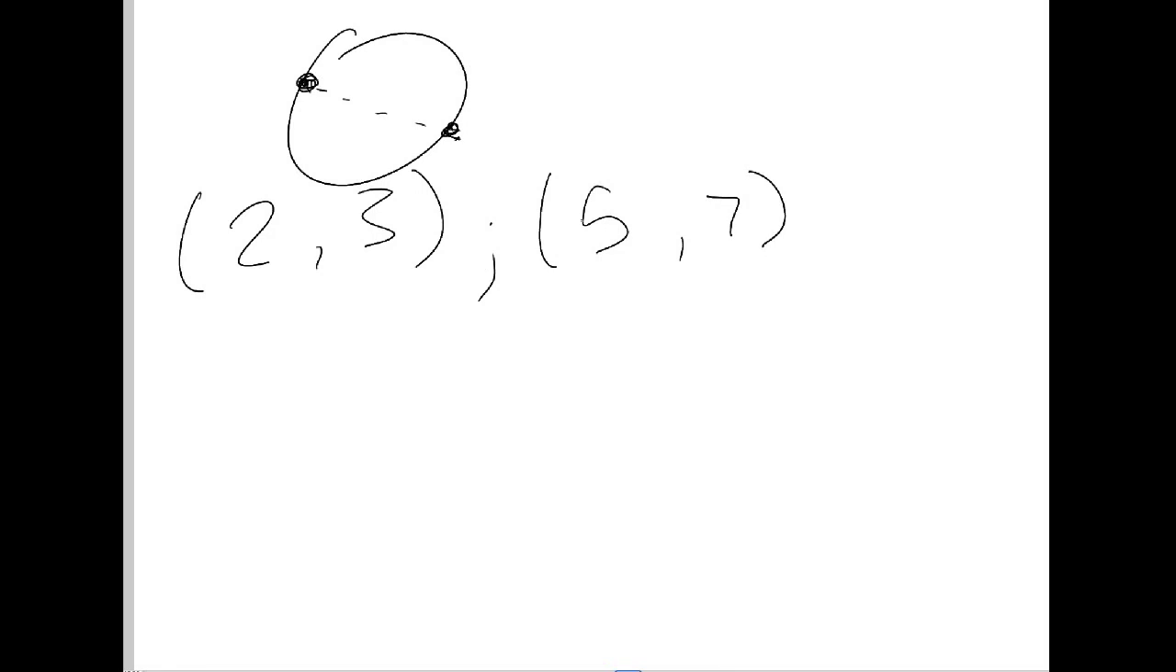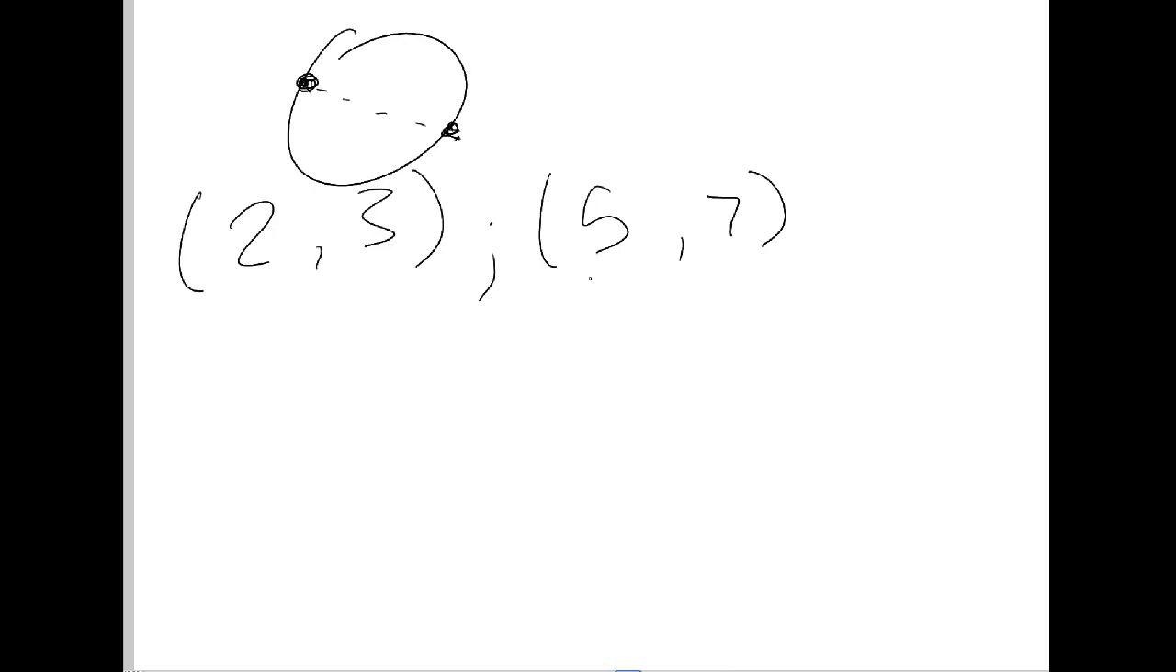So these problems will look something like this. You'll just be given 2 points. Let's say we've got (2, 3) and (5, 7). So these are our two endpoints of our diameter.